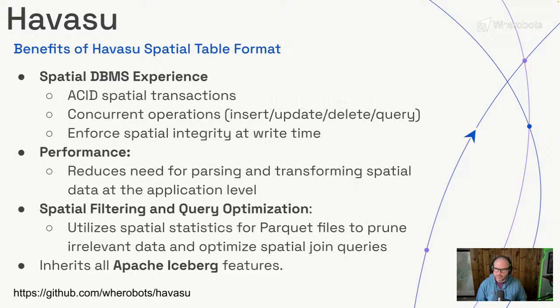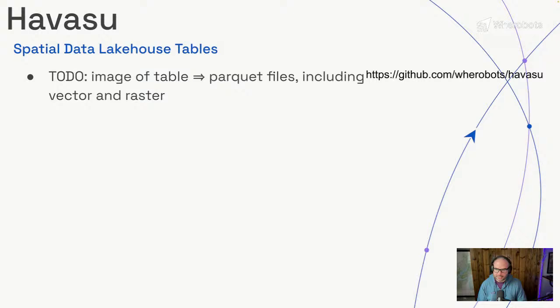So what are the benefits of using Havasu? Well, similar to the benefits of Iceberg, we have this DBMS experience, introducing ACID transactions. So being able to work with upserts, deletes, inserts, these sorts of things, enforcing spatial integrity at write time, and then performance optimization. So being able to look at the spatial statistics of Parquet files to prune irrelevant data, and also being able to lay out and optimize how the underlying Parquet files are stored to spatially index that data.